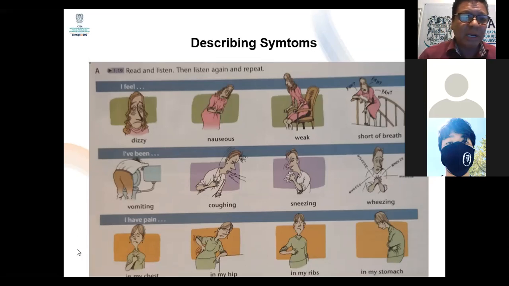Okay, we're going to check all of them because we have one listening exercise and we're going to need it. Dizzy, nauseous, weak, short of breath, vomiting, coughing, sneezing, wheezing, in my chest, in my hip, in my ribs, or in my stomach. Sometimes we have a pain. A veces nos duele algo, ¿verdad? Ya sea en una de estas partes.